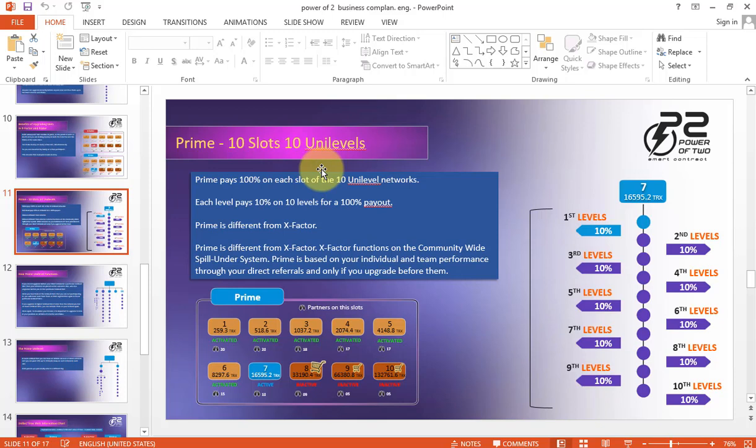Here shows Prime and has 10 slots, 10 unit levels. So this is a typical example of how your unit level network is built. It pays you 100% basically after completing all the 10 unit levels. So here, as you can see, there's an example, picking up the diagram over here as in the slots. Here it shows the active slot, which is the 7th slot. That is what is being used as the example over here.